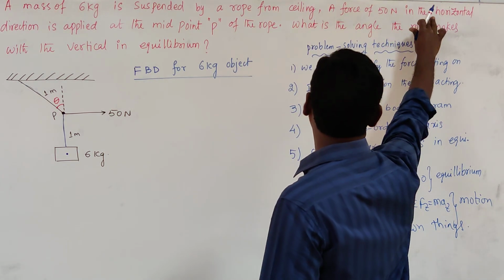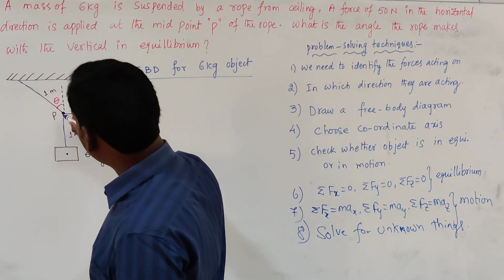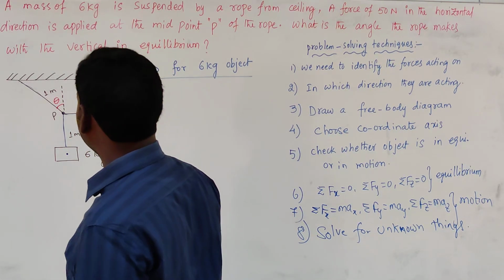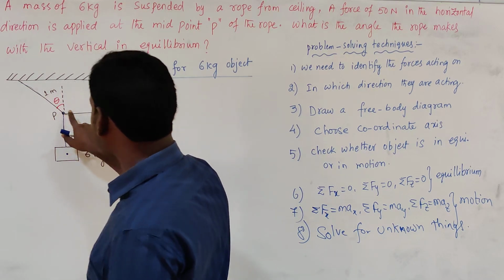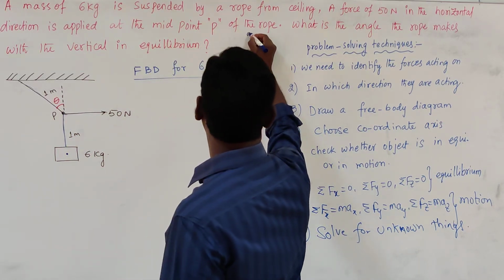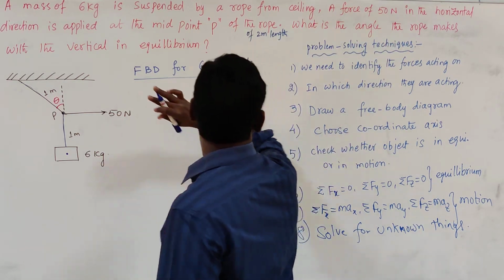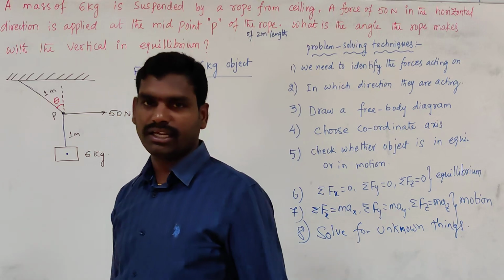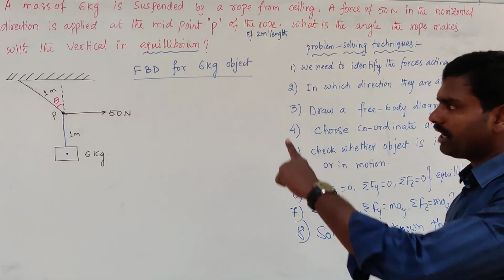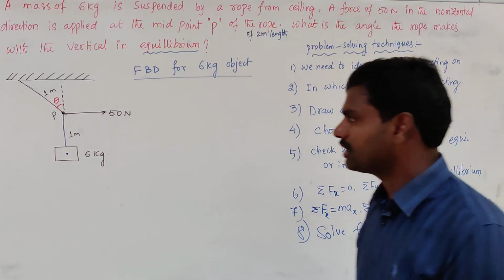A force of 50 newtons in the horizontal direction is applied at the midpoint of P. At the midpoint of P, 50 newtons of force is acting along the horizontal direction. So we are applying 50 newtons of force on a rope of 2 meters length. So what is the angle the rope makes with the vertical in equilibrium? He mentioned that the particle is in equilibrium. As the particle is in equilibrium, we need to apply these conditions, Newton's first law of motion conditions.